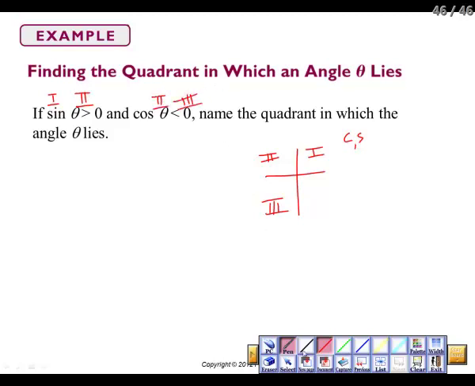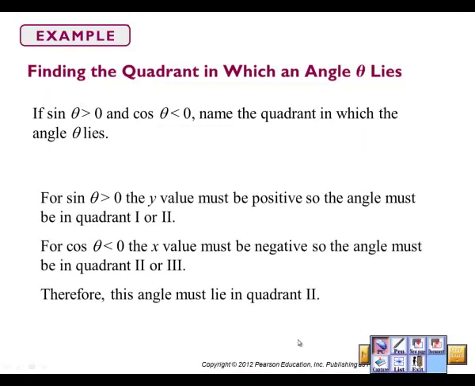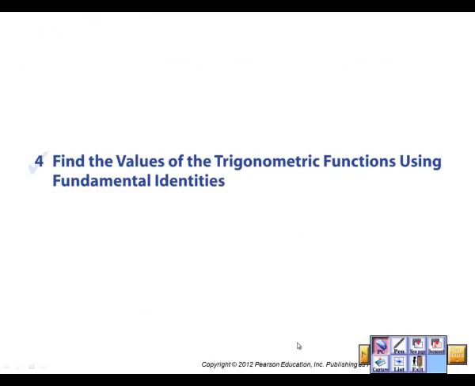So we look where the two intersect, where they're the same. And so we would say the angle lies in quadrant 2. And so that's what that explains.